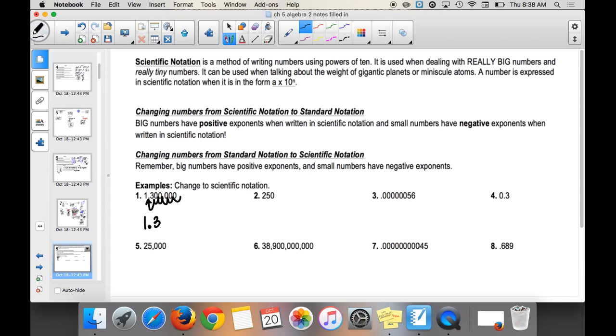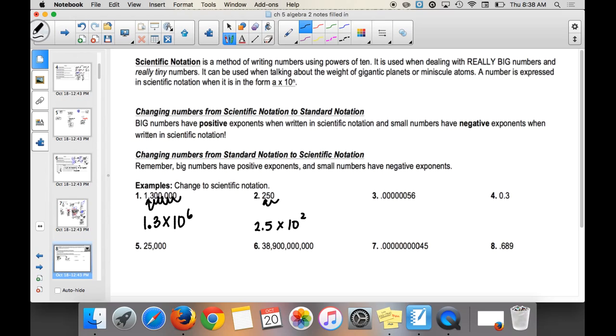And then the 6 goes on the power. So we do 1.3 times 10 to the 6th like that. You guys all remember that? Yeah. So if I'm changing 250, it's not a tiny little decimal number, it's a big number. So we move our decimal place over 1, 2 places, and that puts it so that it's 2.5, and then we do times 10 to the 2nd because we moved it 2 places.